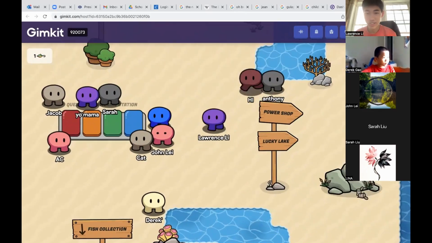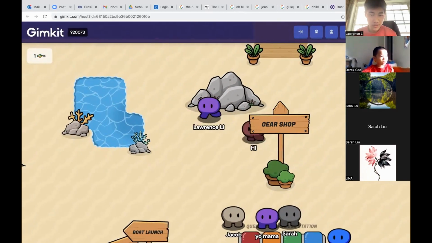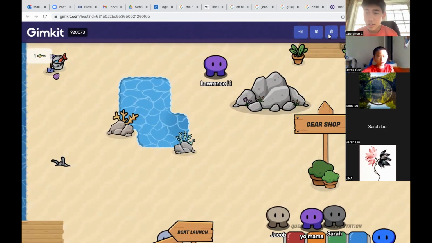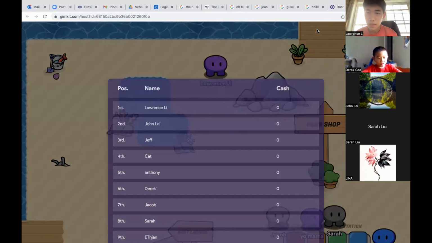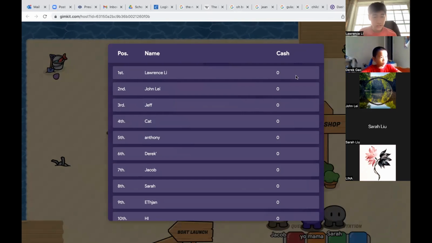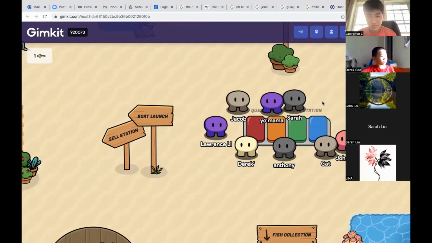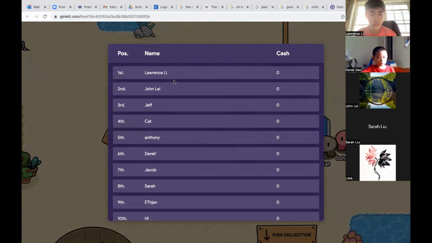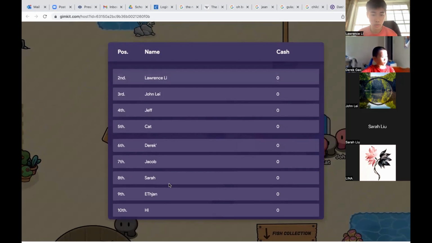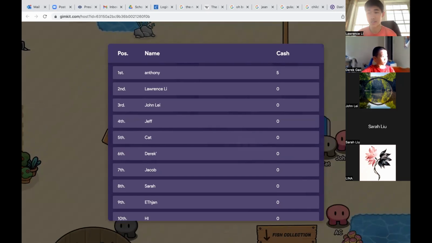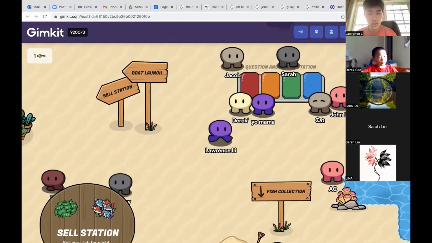Is there a leaderboard where I can keep track of you guys? Okay, leaderboard. Can I see the leaderboard real quick? This is what the leaderboard looks like. It goes John, Jeff, Kat, Anthony, Derek, Jacob, Sarah, Ethan, Hi, Yo Mama, and AC. And actually Anthony is the first one to get some cash. Well done, Anthony.